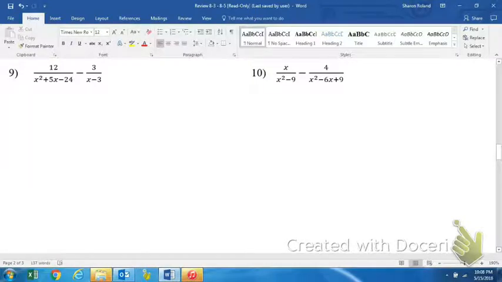Okay, again, we're subtracting fractions, so we're going to have to get a common denominator. So I'm going to factor both the numerator and denominator.